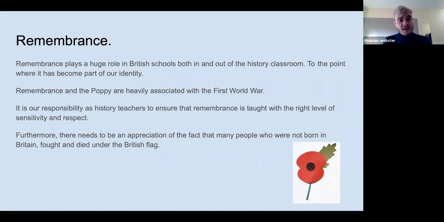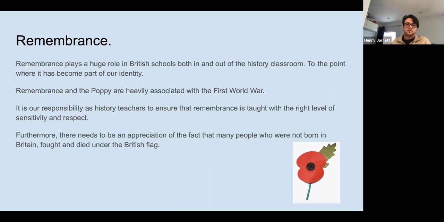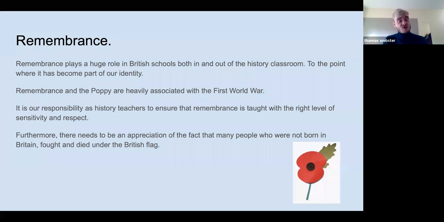Obviously, we know that the poppy is heavily associated with the First World War, and again, Henry and I are going back to this, that we feel we have a responsibility as history teachers to ensure that remembrance is taught with the right level of sensitivity and respect. It needs to happen that we're not just remembering British soldiers or European soldiers. We are remembering all those countries and all those people that fell in the war.